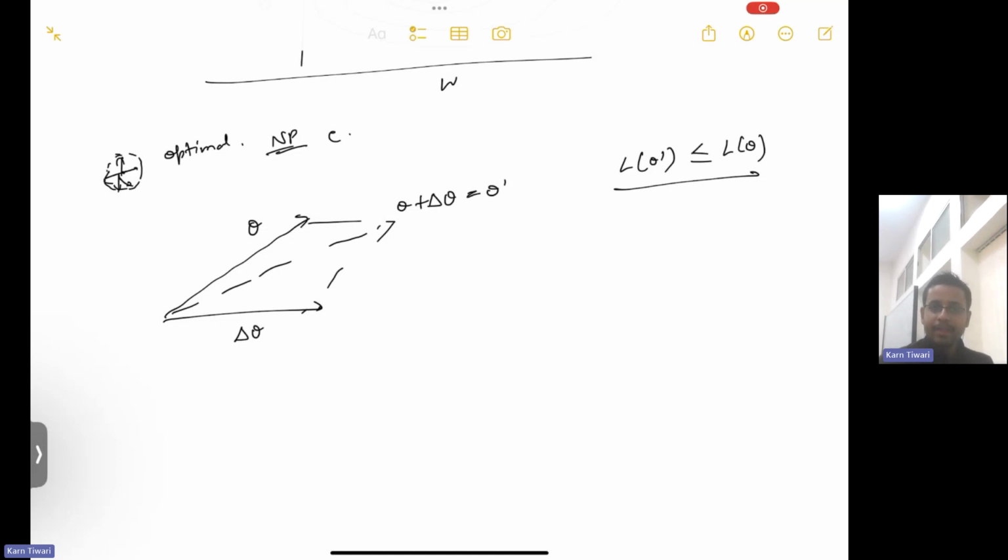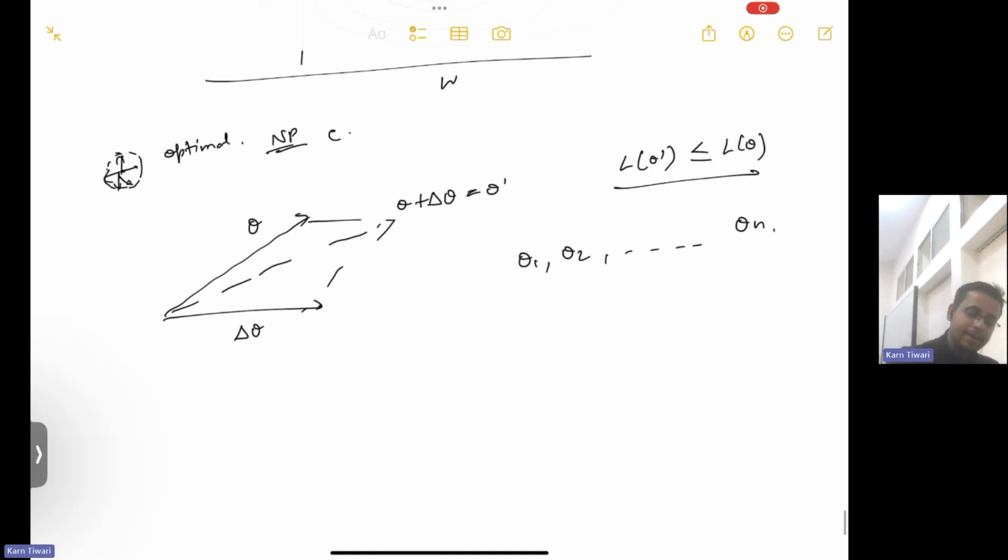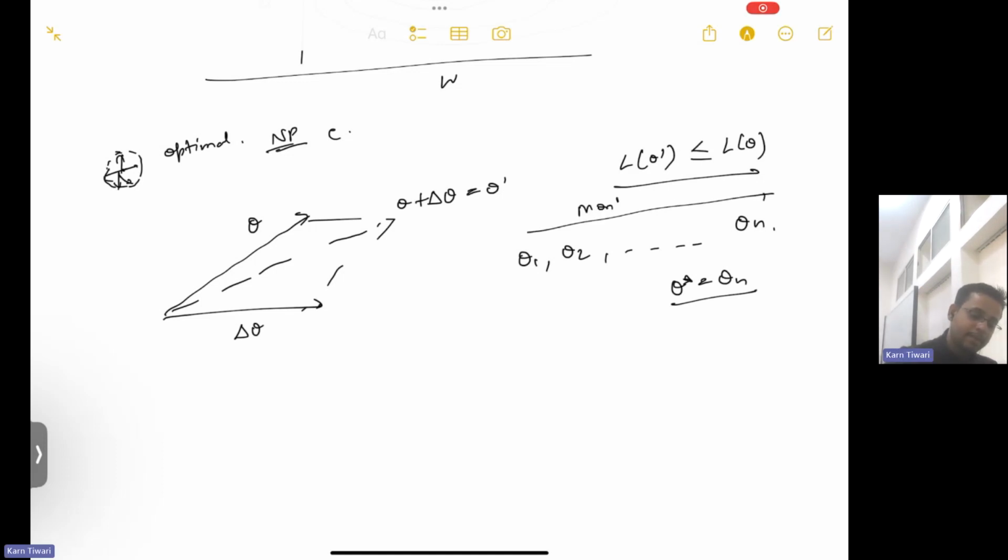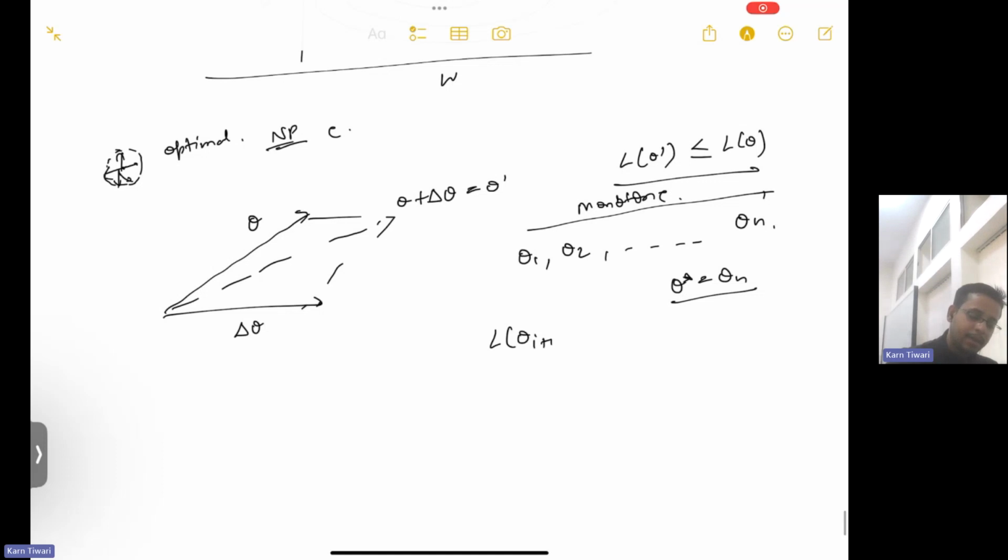Convergence in the sense that, with probability one, you are almost sure that you will reach a particular minimum, that is, the optimal point w star. So this is how we construct a sequence: theta 1, which is an initial point, theta 2, till theta n, and our optimal theta star will be theta n. This sequence should be monotone in the sense that L of theta i plus 1 is always less than or equal to L of theta i.